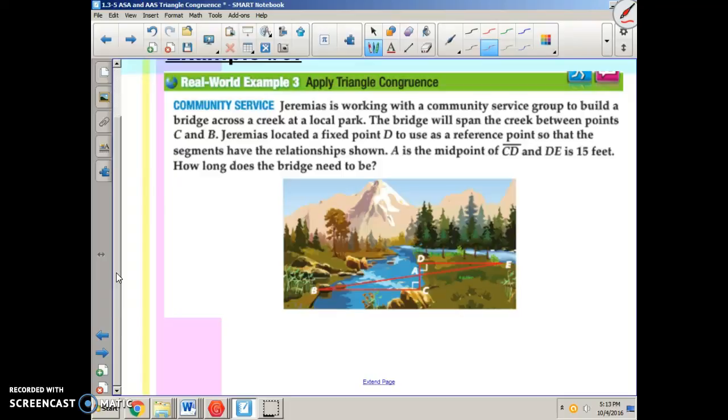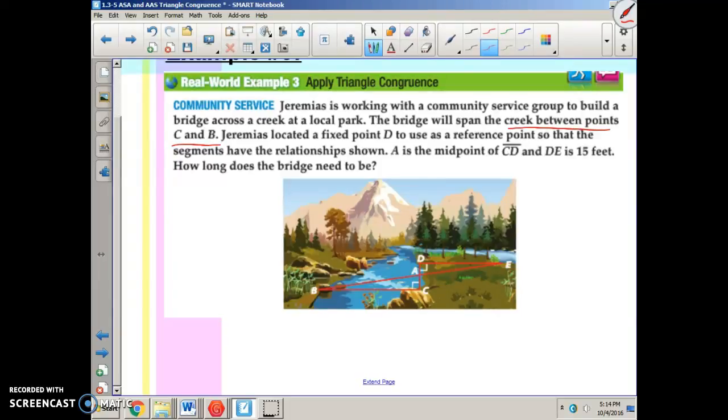So Jeremias is working with a community service group to build a bridge across a creek. This is how they do this stuff. When you create bridges, when you build things, geometry is everywhere. It's kind of crazy when you actually look at what they do. The bridge will span the creek between points C and B. So I'm going to underline some of my important stuff. It's going across the creek at C and B.